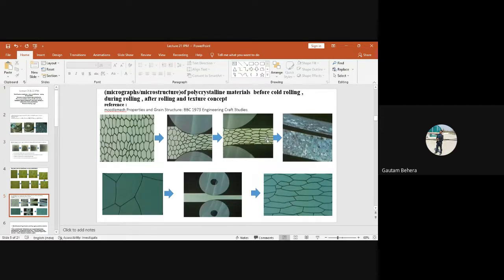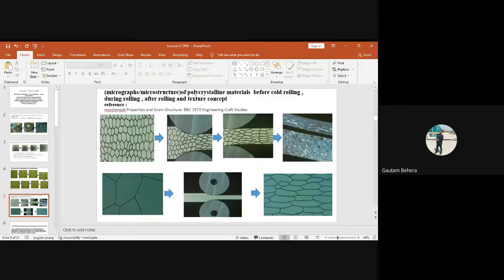And this concept is called texture. Texture means grains with preferred orientations. We can obtain the orientations using many methods, like XRD or EBSD methods. About XRD we may discuss in the coming lectures. Okay, fine. And just have a look. This is the microstructure.